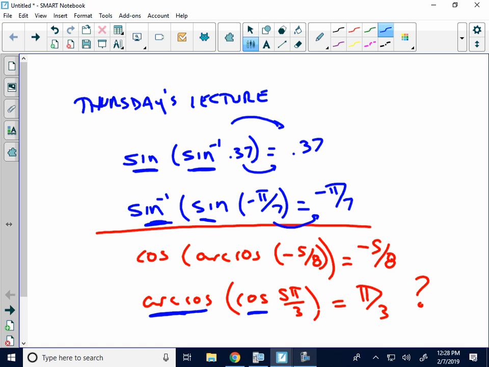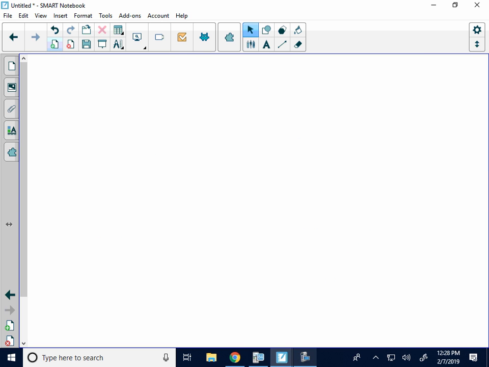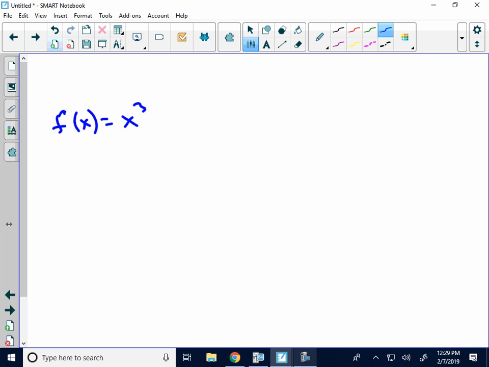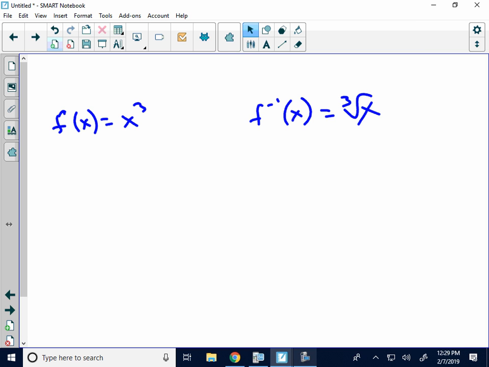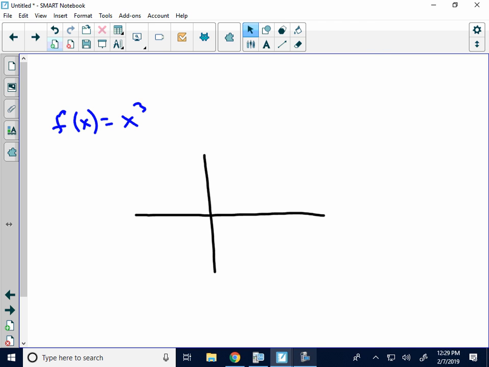So let's back up a little bit away from trig just for a sec and look at some other inverses that we know. Suppose we had the cubing function and we had its inverse, which happens to be the cube root function. And we were to look at a graph of these two functions. So let's do this one in red so that we can see the graphs differently. F inverse is the cube root of x.